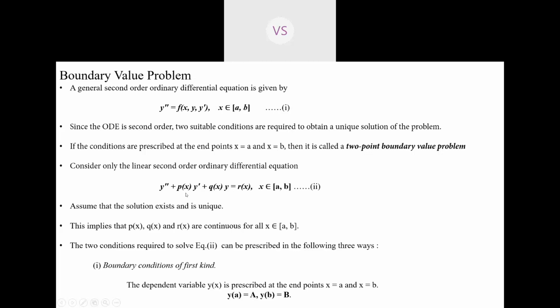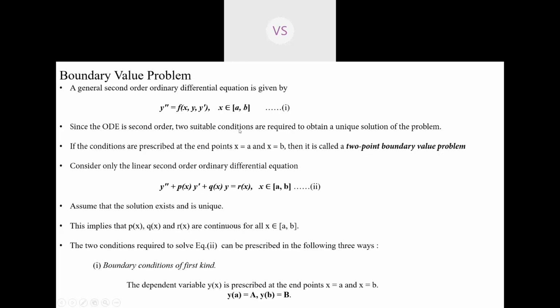Now assume that the solution exists and it is unique. This implies that p, q and r are continuous for all values of x, where x belongs to the range a to b, so p, q and r are continuous functions of x. So two conditions are required to solve the equation. As it is a second order differential equation, two suitable conditions are required.